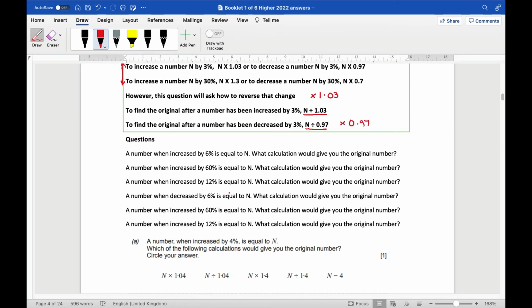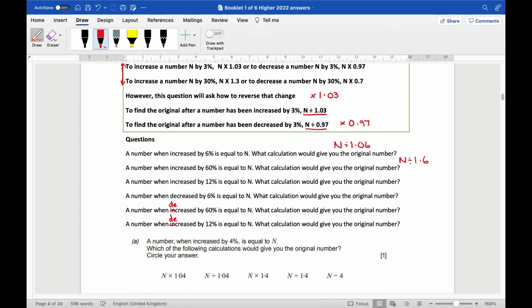To give you an idea, now some of these are wrong. I'm really sorry because they're identical there. All of these, bottom 3, should have said decreased. Okay? So you've got 3 increases and 3 decreases. So if a number is increased by 6%, how would you find the original number? You would divide that number by 1.06. If it was 60%, you would divide that number by 1.60, or just 1.6, the difference between 6% and 60%.